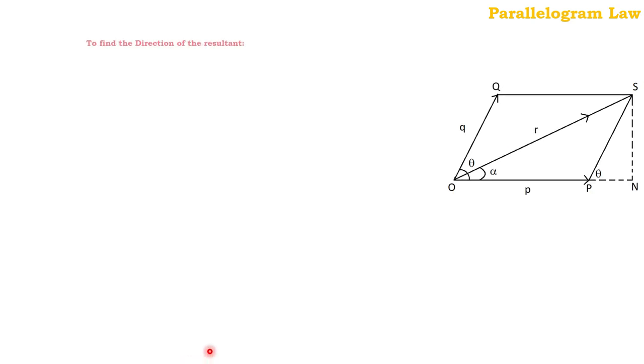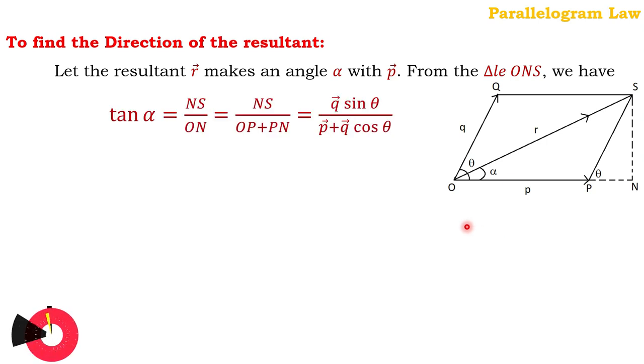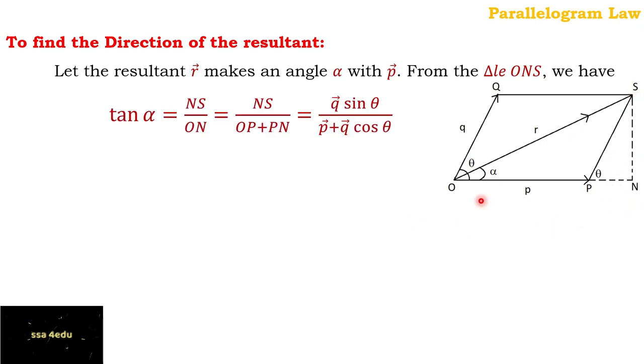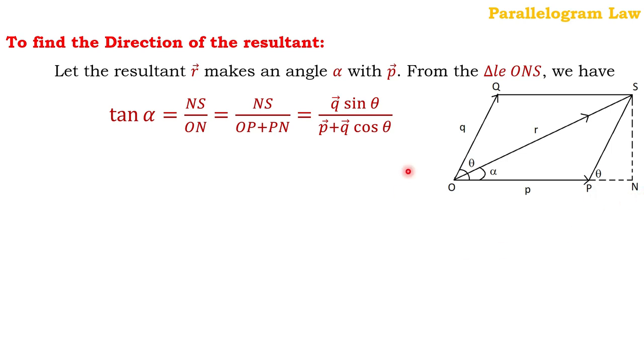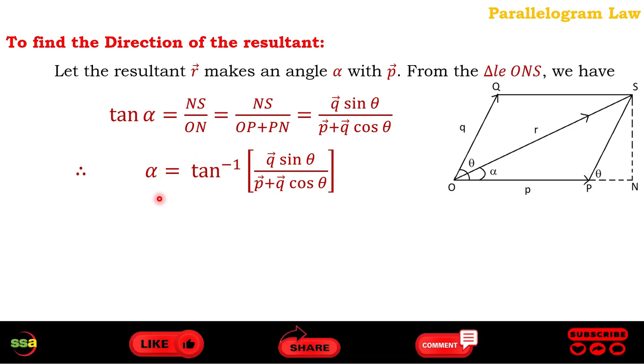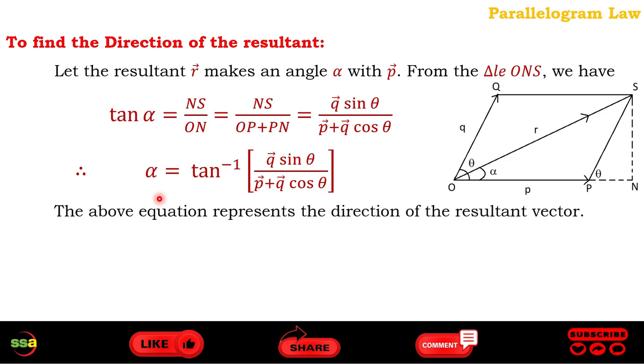Now it is time to find the direction of R, which makes an angle alpha with the x-axis. So, once again, from the triangle ONS, tan alpha equals NS by ON, that is equals NS by OP plus PN, that is equals Q sin theta by P plus Q cos theta. Or alpha equals tan inverse of Q sin theta by P plus Q cos theta. Here, alpha represents the direction of the resultant with the x-axis.